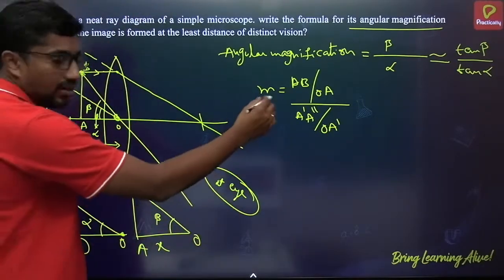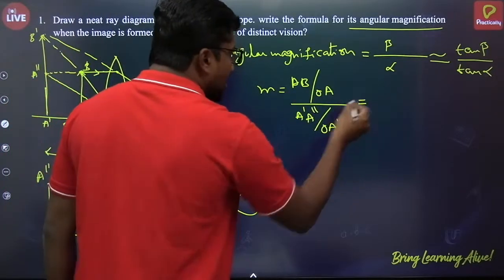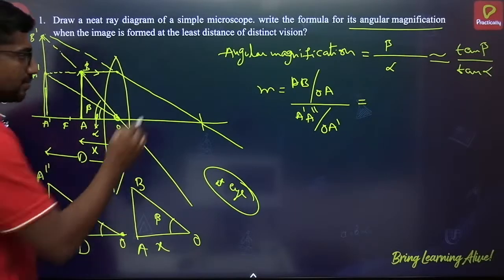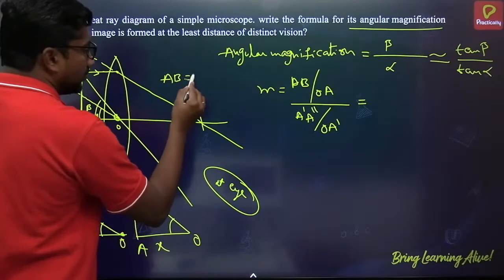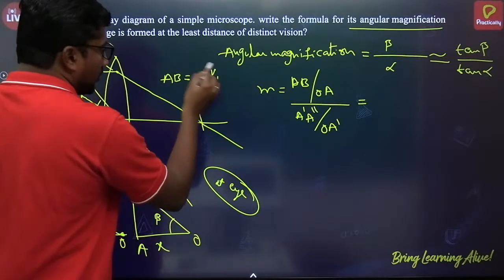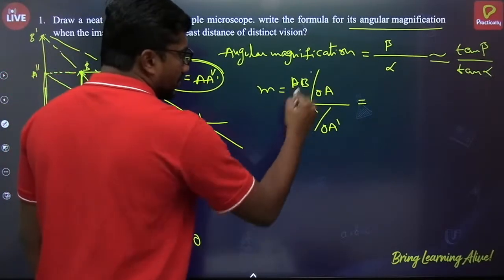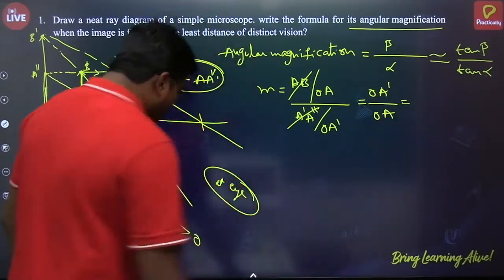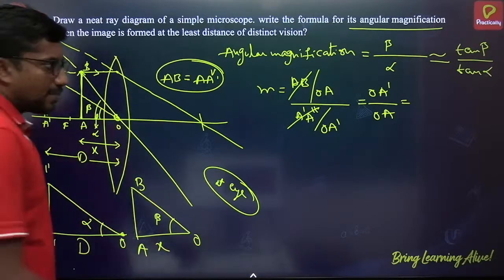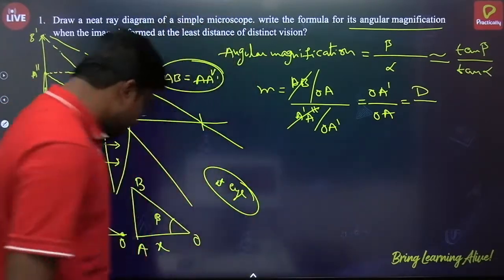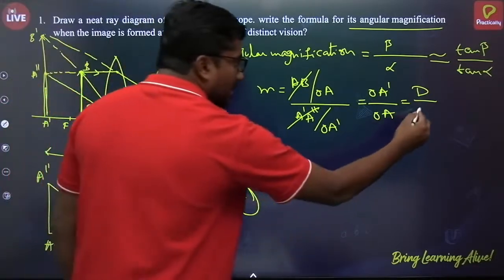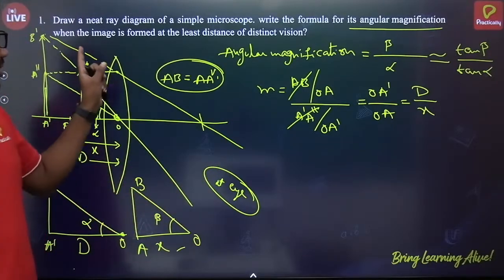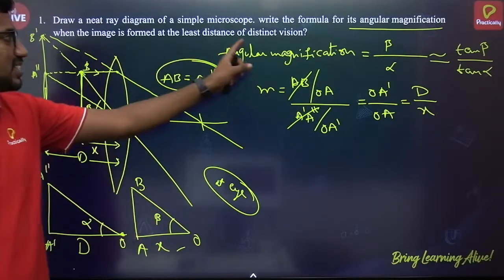Alright, so AB as well as A dash A double dash, both are the same from the diagram. So these two will be cancelled out, then we will get OA dash by OA. From the diagram, OA dash means capital D, the least distance of distinct vision, by OA means x. So then it will be D by x. So M is equal to D by x. Keep it aside. We have to calculate the M value for the least distance of distinct vision.